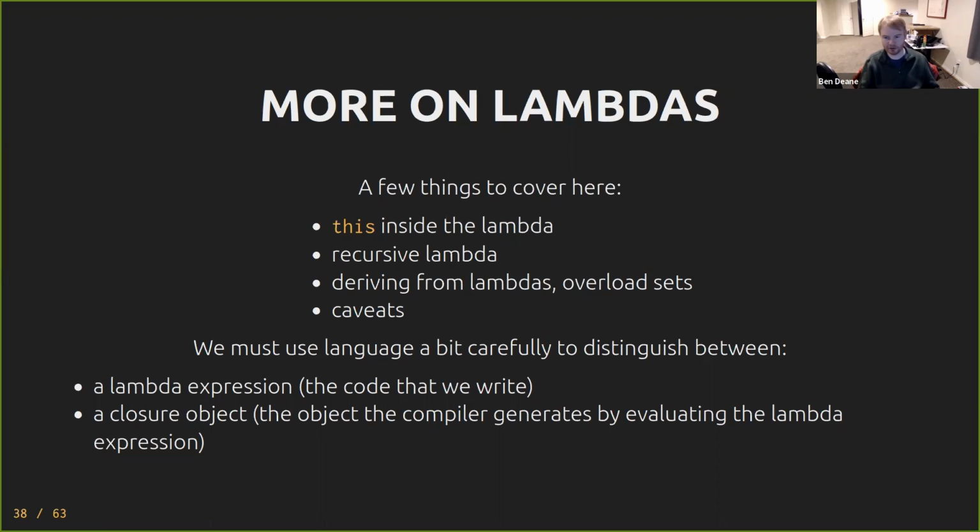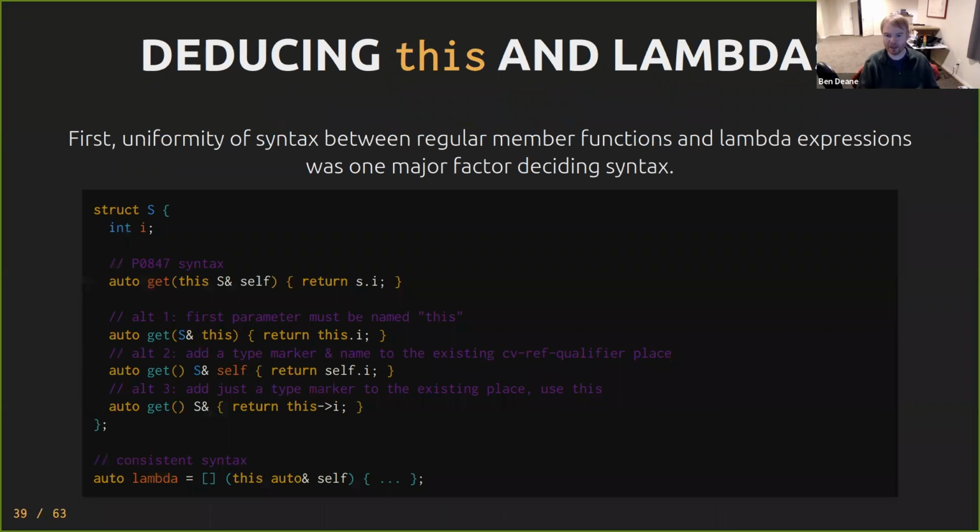The lambda expression, the thing that you write, is an expression that gets evaluated by the compiler and produces the closure object, right? Which I've said a couple of times already. I'll try to keep to that more specific language where we need to. So as I said, uniformity of syntax was one of the driving reasons why we settled on this particular form of the expression, and its uniformity between regular member functions and lambda expressions.